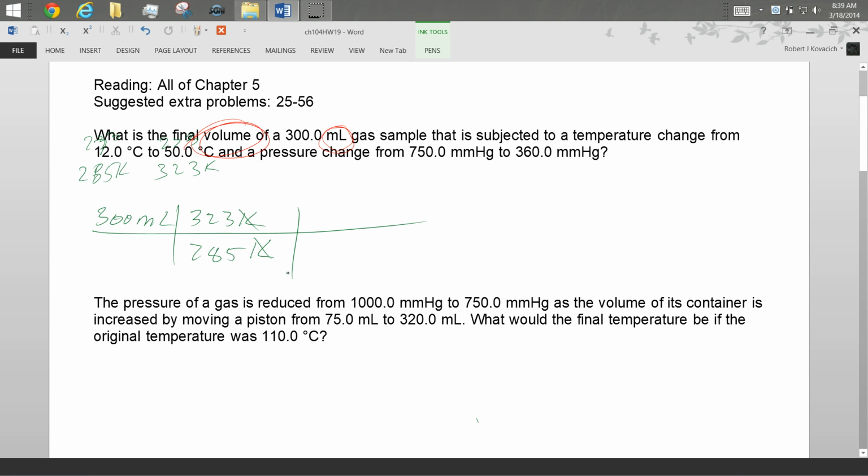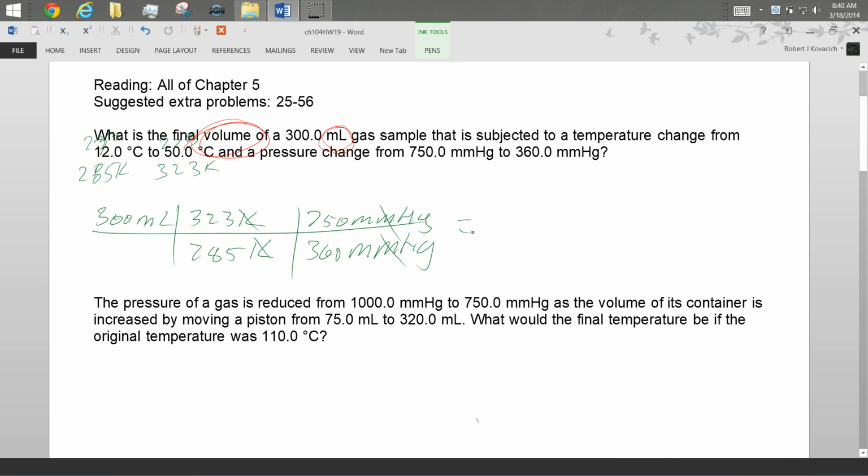All right, and we also had a change in pressure, and in this case the pressure went from 750 to 360, so it was reduced. So if you reduced the pressure on a balloon, what would happen to the size of the balloon? It would get bigger, right? I'm squeezing it, and now I'm not squeezing it as hard, so the balloon is allowed to expand. So I'll put my 750 millimeters of mercury in the numerator and 360 millimeters of mercury in the denominator. And both of these ratios are going to give me a larger volume.